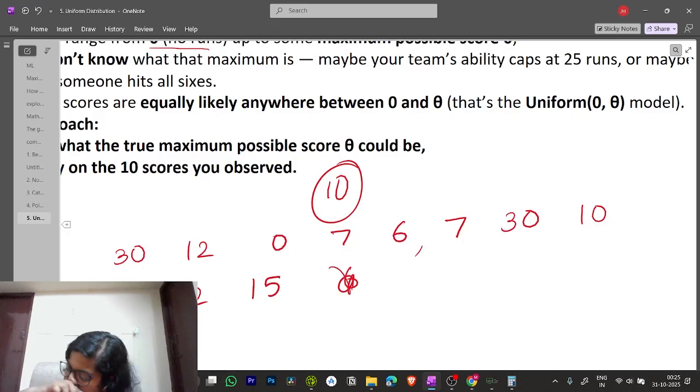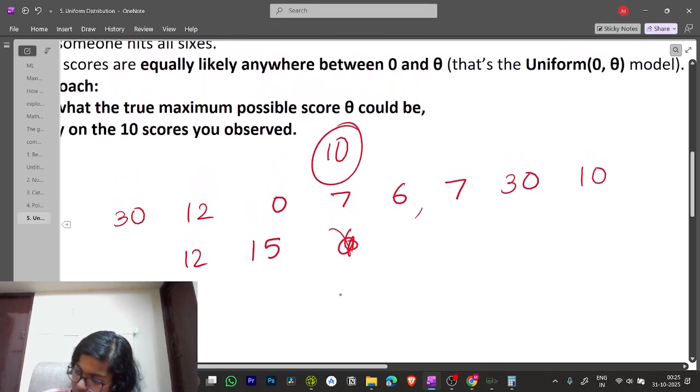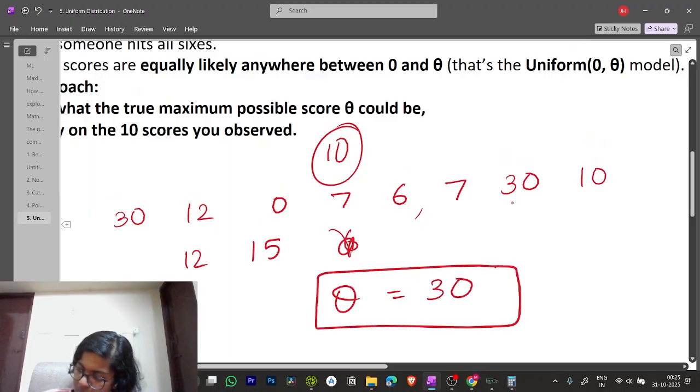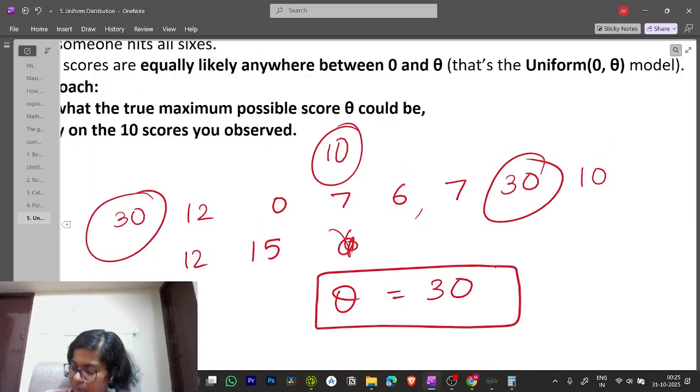Okay. So what is the maximum? The maximum theta value is going to be 30, because that's the maximum anyone has hit. It could be twice, it could be once. So if it's 31 and 30, the answer is going to be 31. So this is what MLE is all about.